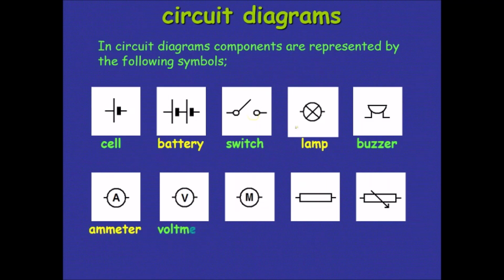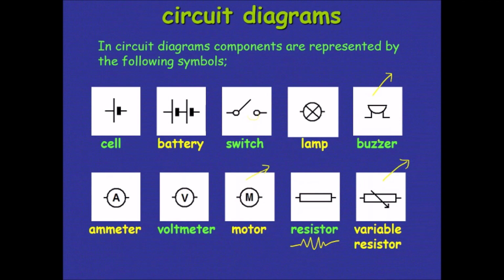We've got a switch, a lamp. We don't really use buzzer as much. An ammeter, a voltmeter. We don't really use motor as much. And sometimes resistors are like little heartbeats. And we don't really use this much in class.